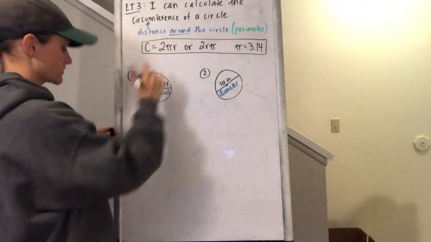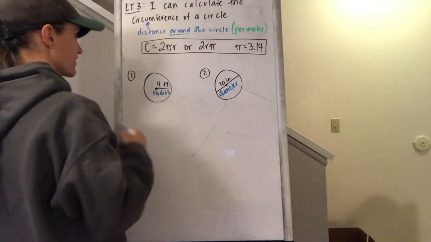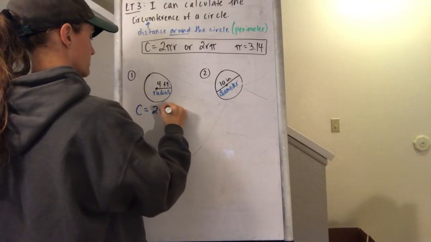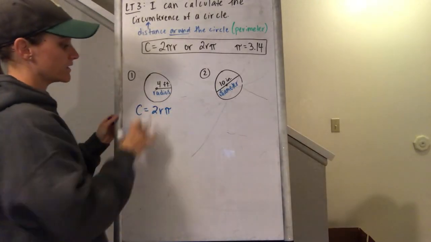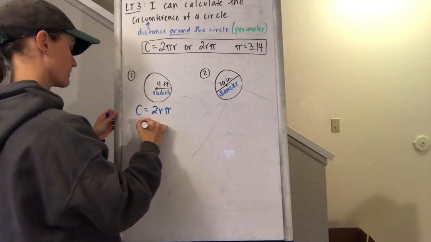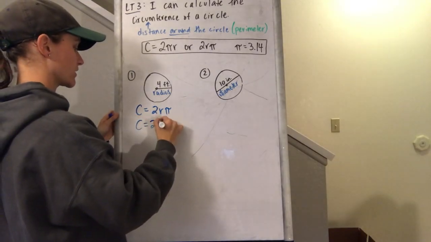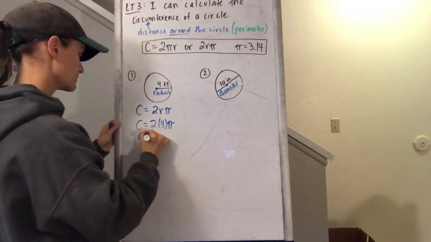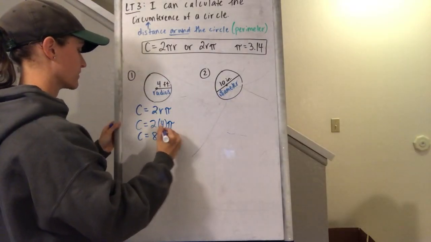Okay, so we're just going to use this formula up here. So I have my circumference, I'm going to use this one. So circumference equals 2 times r times pi. And here our radius is 4. So I'm going to plug in 4 right here for the radius. And I put pi after. And so the circumference is equal to 8 pi.